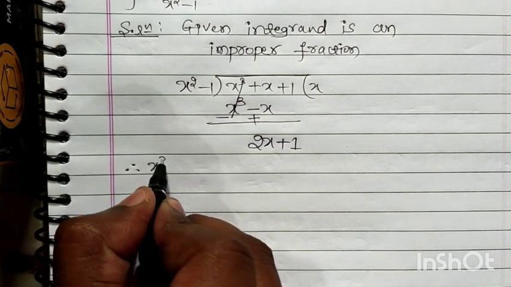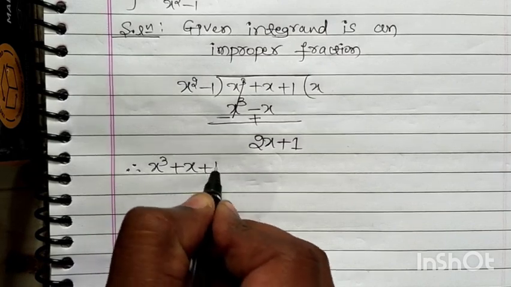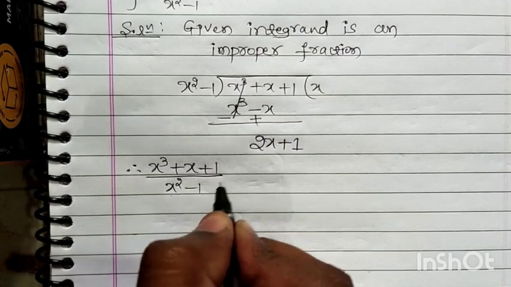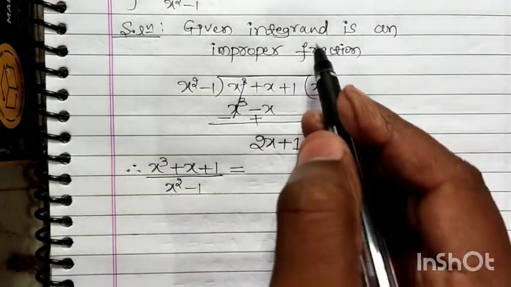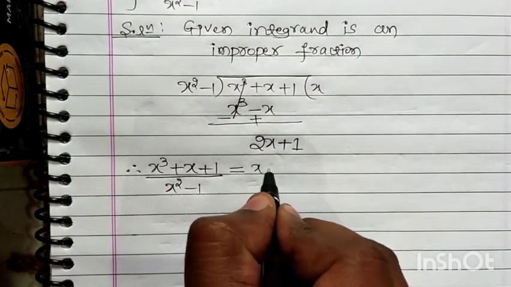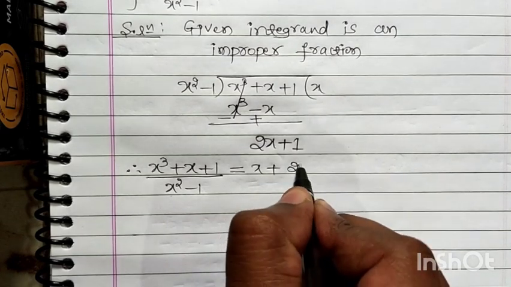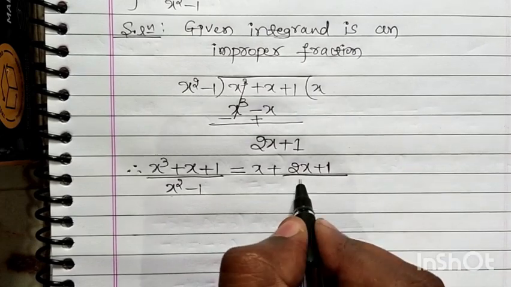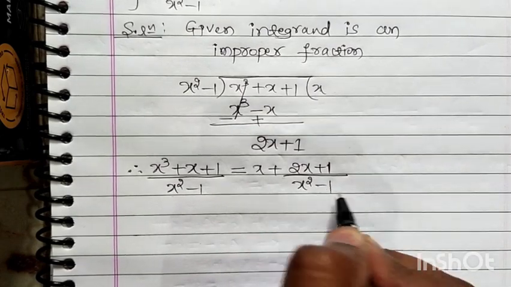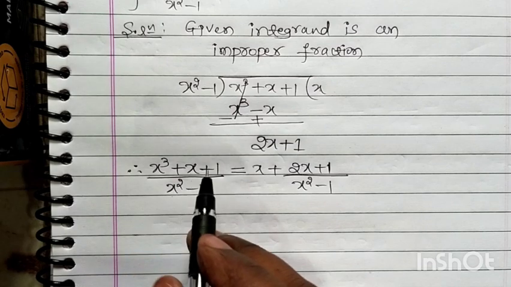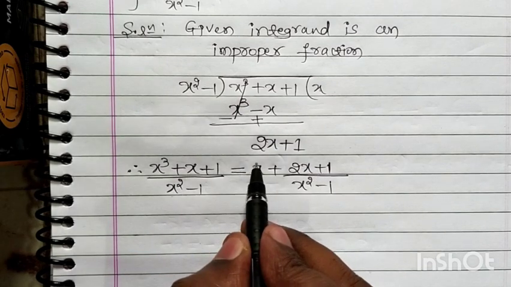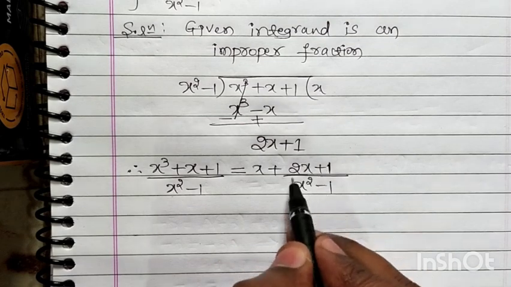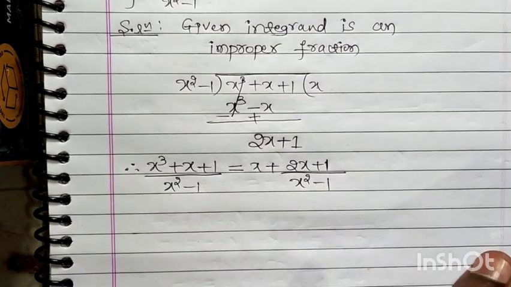So now the given integrand can be written as, therefore, x cube plus x plus 1 divided by x square minus 1 is equal to, so quotient it is x, plus remainder divided by divisor, 2x plus 1 divided by x square minus 1. So now we have to integrate both the sides, and you know the integration of x is x square by 2. But to integrate this we have to go for partial fractions.